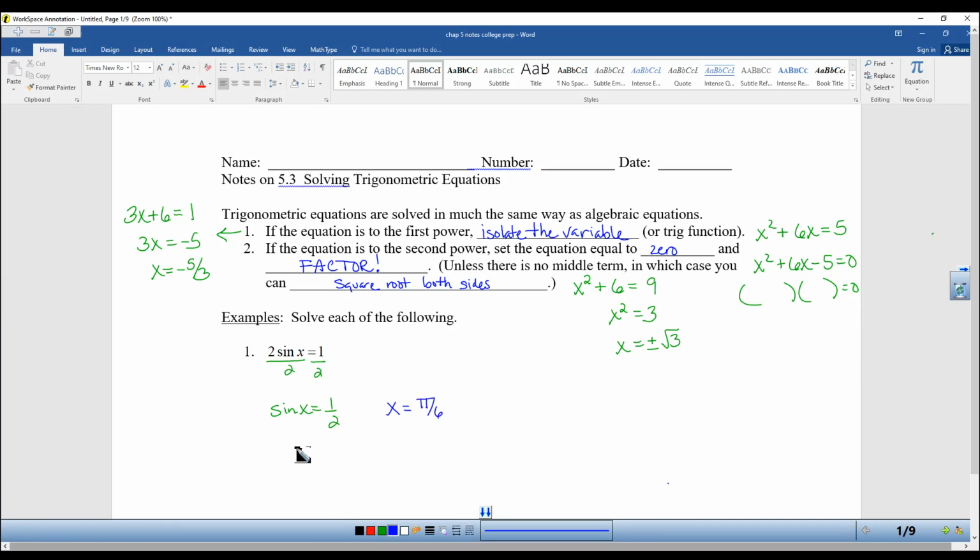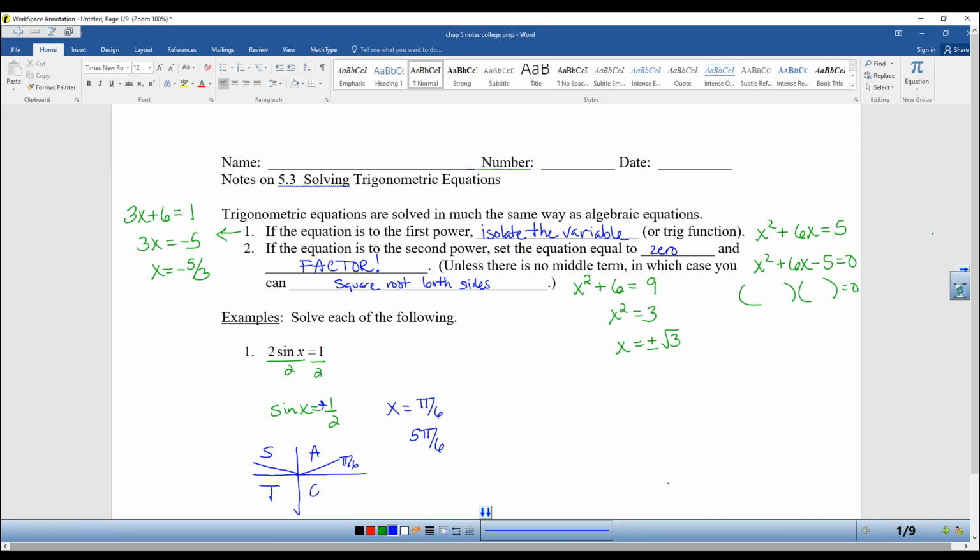But is there any other place where sine is equal to positive 1/2? And since sine is also positive in quadrant 2, the other answer, and make sure you write it below, not next to, I'll show you why in a minute, is 5 pi/6. So you might be wondering, I thought we were only supposed to give the pi/6 answer.